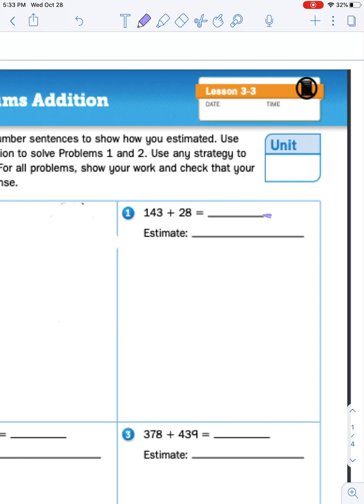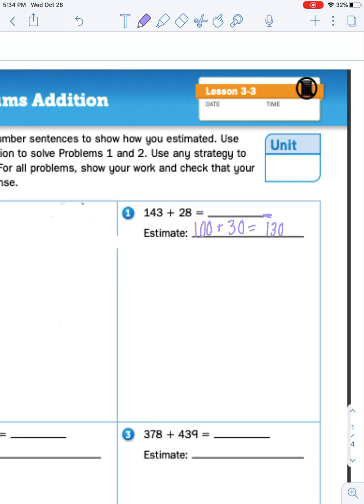remember for me, if it's in the hundreds, I like to round it in the hundreds, and if it's in the tens, I round it to the tens, because you can't round it to the hundreds. Okay, so I'm going to round 143, that needs to be rounded down to 100. And then 28, is 28 closer to 20 or 30? Yeah, it's closer to 30. So my estimate would be 100 plus 30 equals 130.